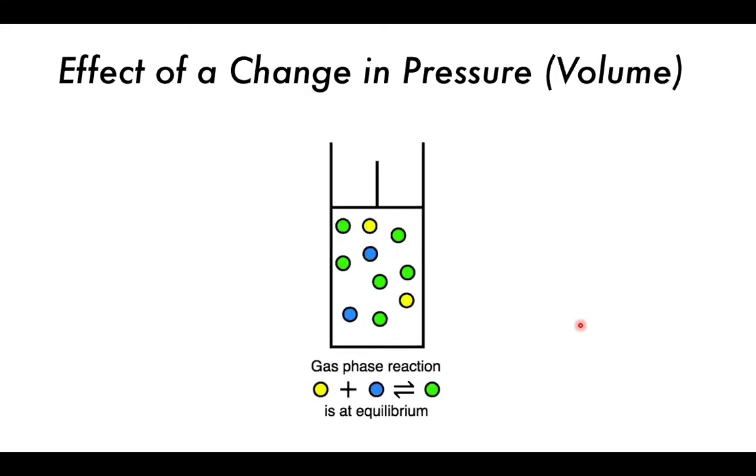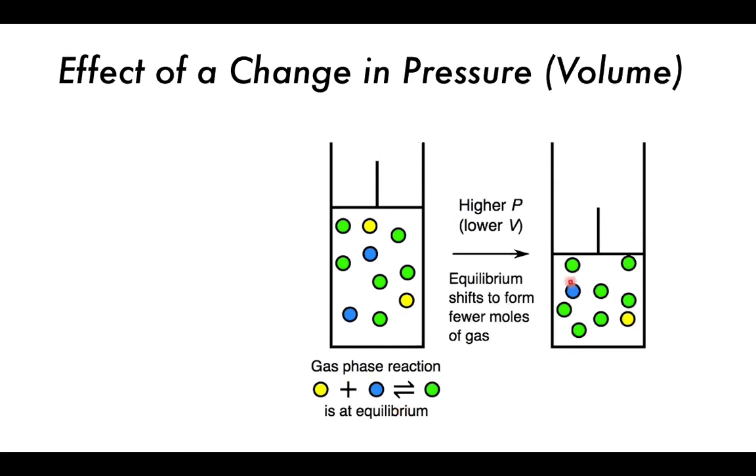So the effect of change in pressure schematically then: here we have some reaction vessel, which has a plunger, which can be moved up and down, which will change the pressure inside. So the gas phase reaction is yellow plus blue gives us green, and it is at equilibrium. At higher pressure, so lower volume, we've pushed the plunger down, we have decreased the space available for the gas molecules. The equilibrium shifts to form fewer moles of gas.